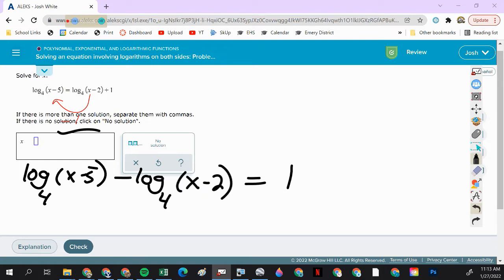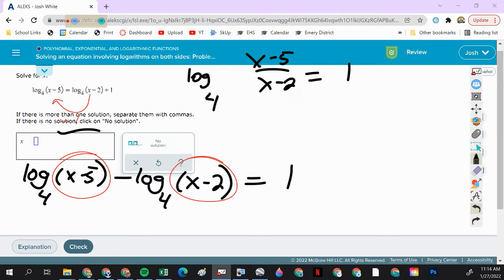I can't drop the logs. You can only drop logs when you have log equals log. Yeah, we're going to squish it together. So we have log base 4 of this divided by this. Right? One's positive, one's negative. Positive 1 goes on top, negative 1 goes on bottom. So x minus 5 over x minus 2 is equal to 1.